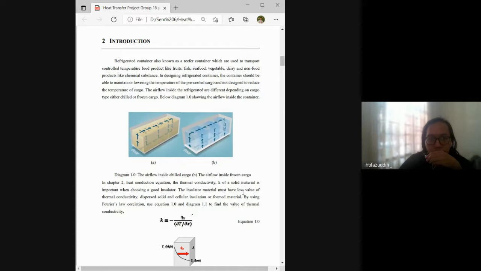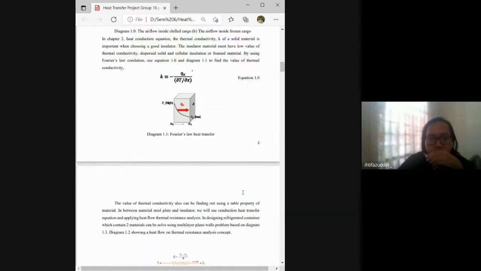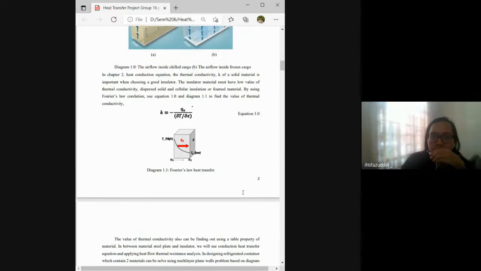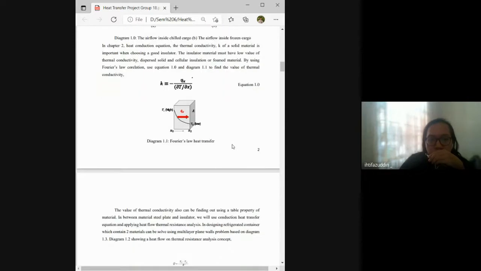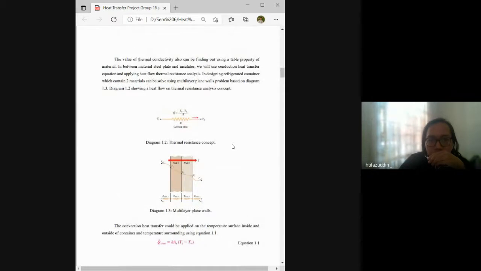Next, we are using chapter 2, which is heat conduction. For the insulator, we need the thermal conductivity, which can be found in the table. Next is the thermal conductivity of this problem. We are using the multi-layer plane walls problem with the convection of heat transfer between the surface of the material and the outer surface of the material. Equation 1.1 shows the convection heat transfer equation.